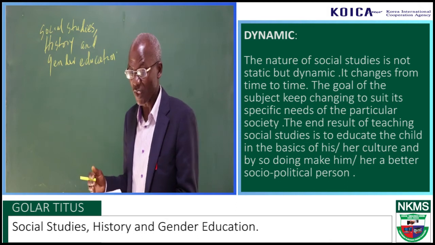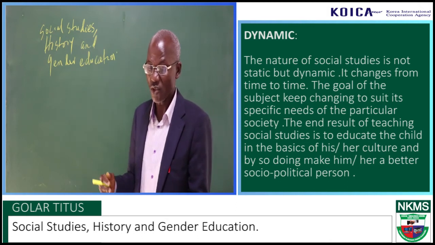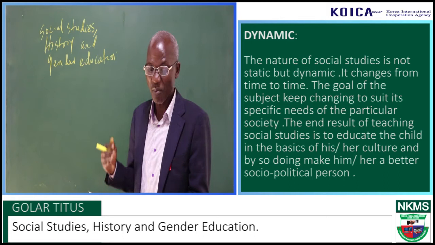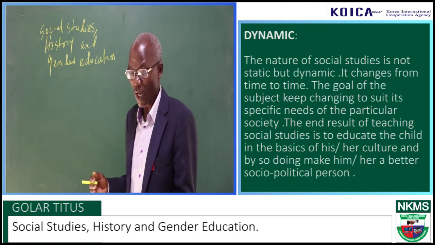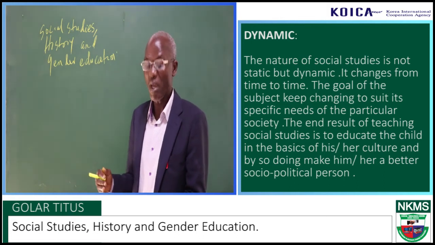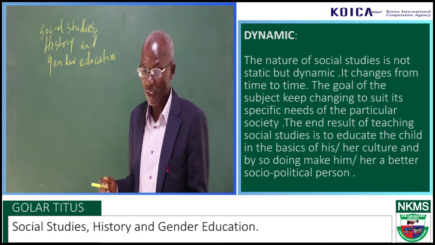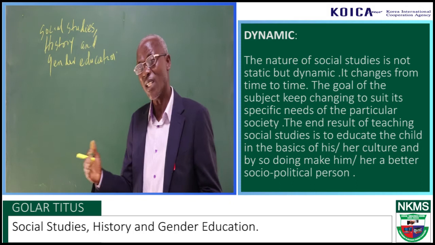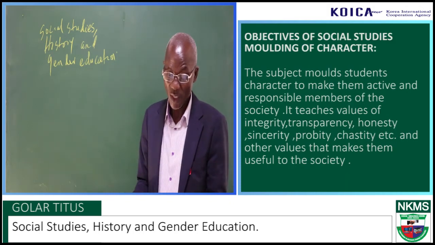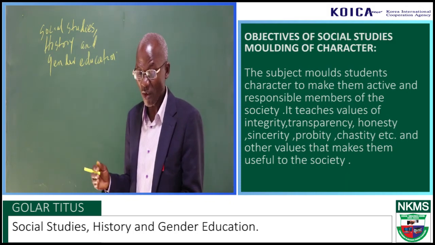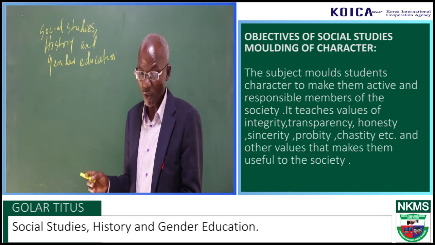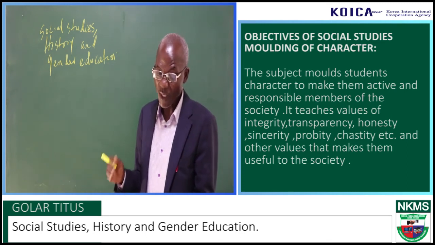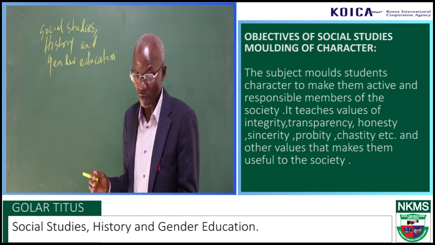The end result of teaching social studies is to educate the child in the basics of his or her own cultures, and by so doing, make him a better person in the socio-political life of the person. Now, what are the objectives of social studies? Number one is molding of character. The subject molds students' character, make them active and responsible members of the society.